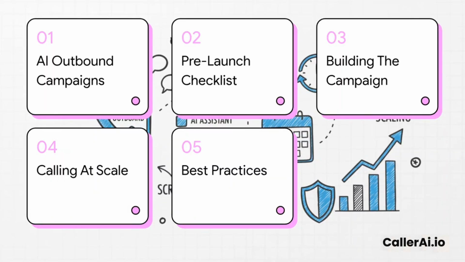So here's the game plan for today. First up, we'll break down what these AI outbound campaigns are all about. Then we'll run through a quick pre-launch checklist. Super important stuff. After that, we'll actually build the campaign together. Then we'll talk about how to take things to the next level, calling at scale. And finally, I'll share some of my best practices to make sure you succeed.